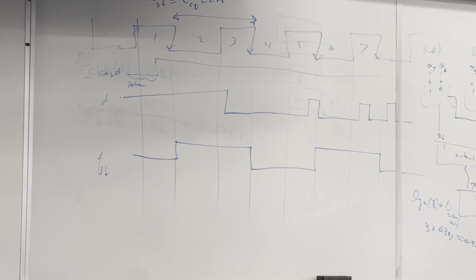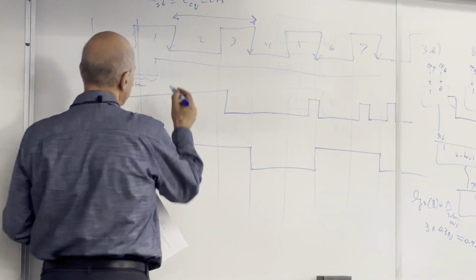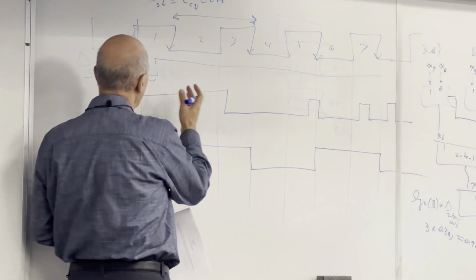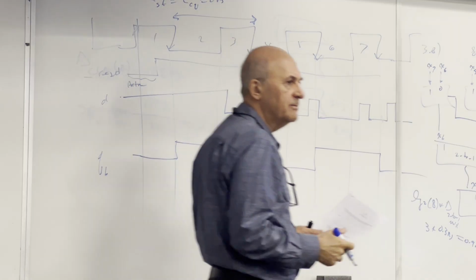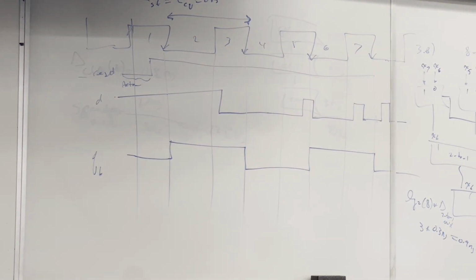Quick question. For QB, it always starts at 0 because D at the start is already 1. Yes, but the reset is active. Oh, active low reset. So you reset, you ignore everything until the next one. Okay, 4.5.